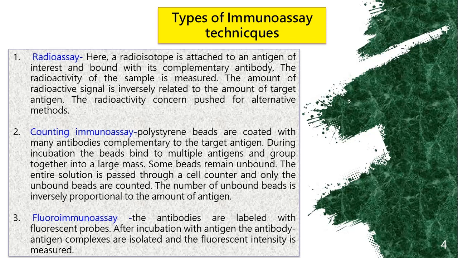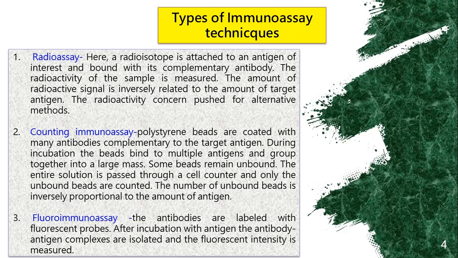The second one is counting immunoassay. Polystyrene beads are coated with many antibodies complementary to the target antigen. During incubation, the beads bind to multiple antigens and group together into a large mass. Some beads remain unbound. The entire solution is passed through a cell counter and only the unbound beads are counted. The number of unbound beads is inversely proportional to the amount of antigen.